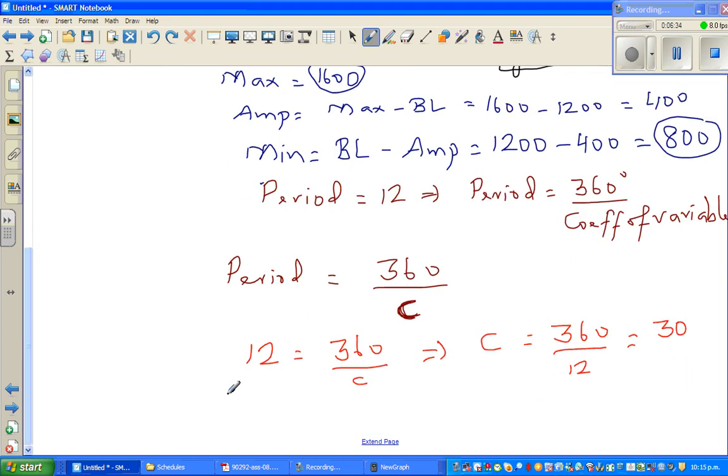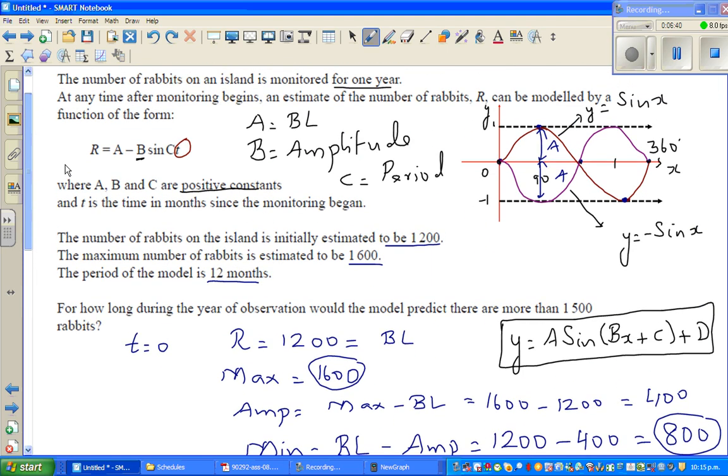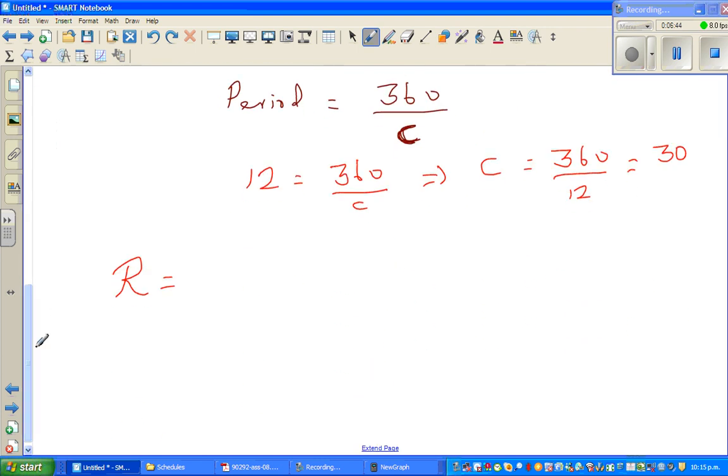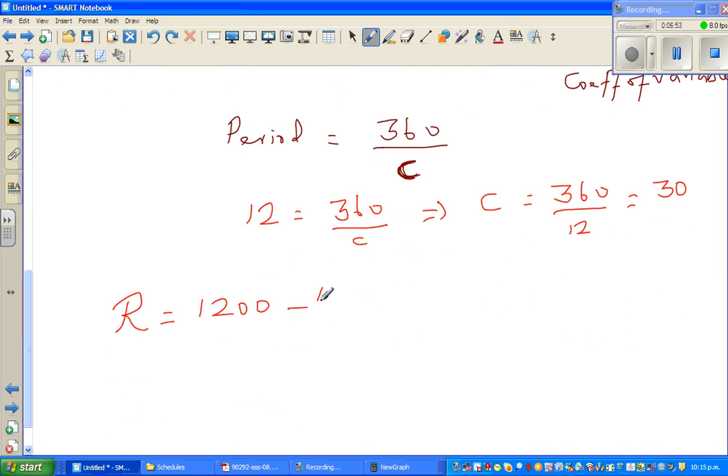Okay, so my equation will become R. A is the baseline. So baseline we know is how much? 1200. It is 1200 minus the amplitude. What's the amplitude? The amplitude is 400 sine C. C is 30t. So this is my formula.